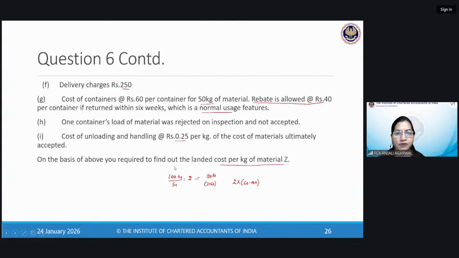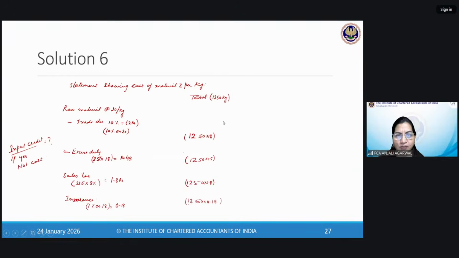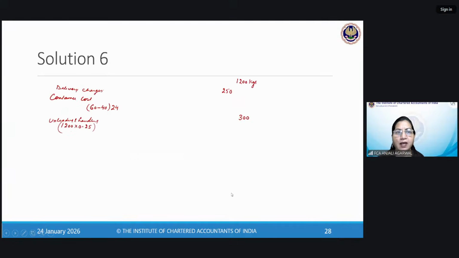On the basis of above, you have to find out the landed cost per kg of material Z. So you will calculate all these costs. You will take the total and delivery charges 250, container cost on 24 containers, and total loading unloading on 1200 kgs of raw material. And when you add up all these costs and divide it by the total quantity of material, which is 1200 kgs, you will find out the cost per kg of material Z. So this is how it will be recorded in your stores as receipt.